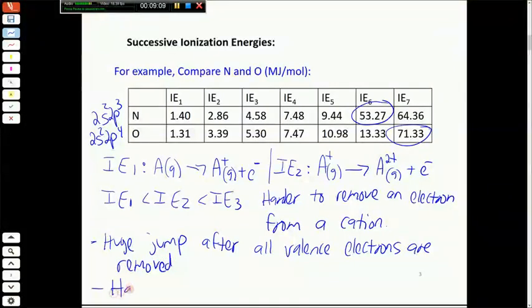So it's very difficult to remove core electrons. Remember, core electrons are the ones that are basically not the valence electrons, anything that's in the inner subshells. Okay?